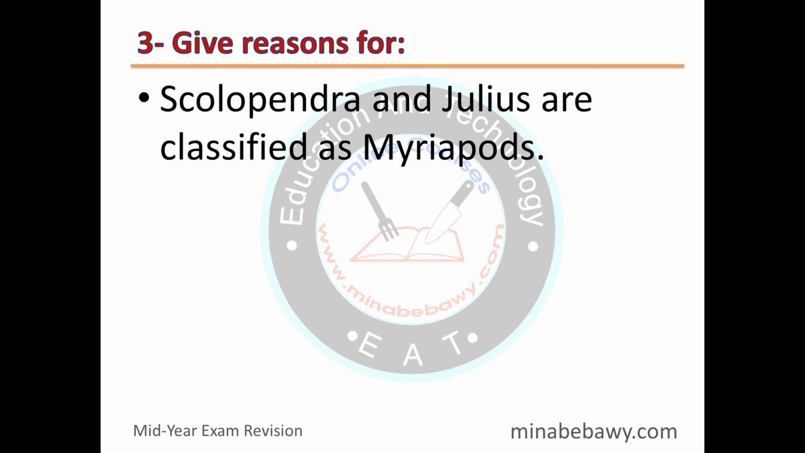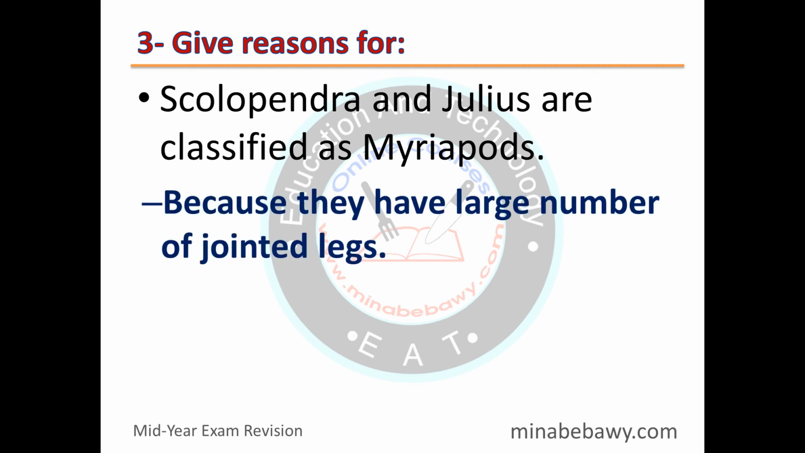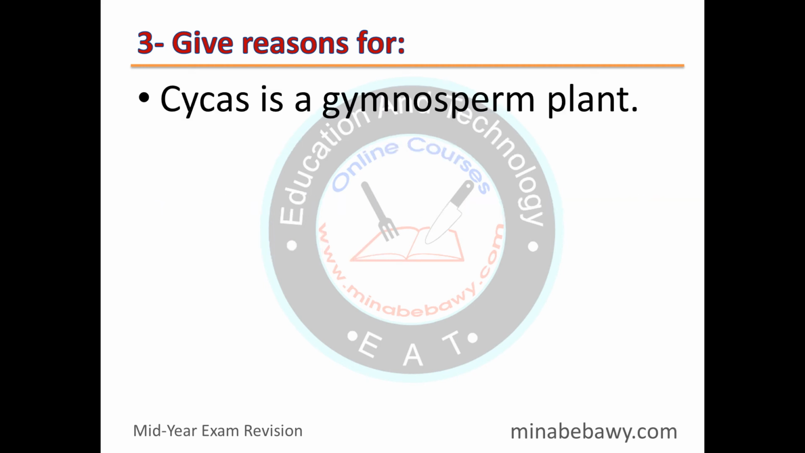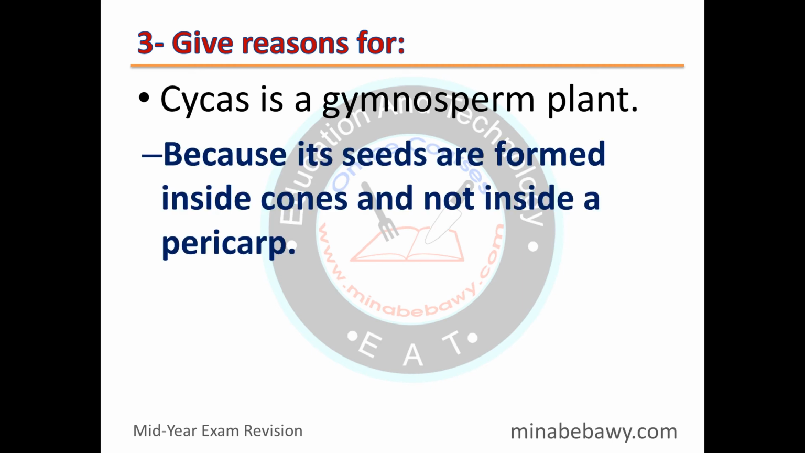Scolopendra and Julus are classified as myriapods because they have a large number of jointed legs. Cycas is a gymnosperm plant because its seeds are formed inside cones and not inside a carpel.